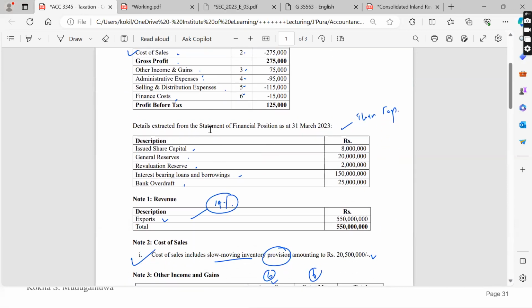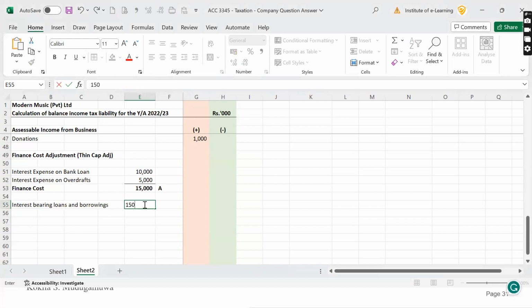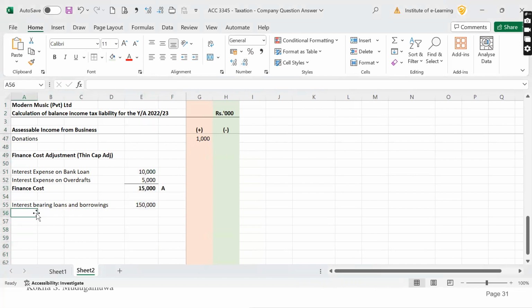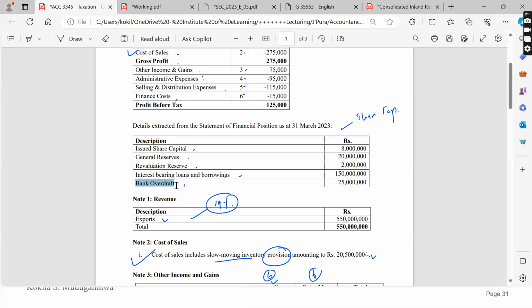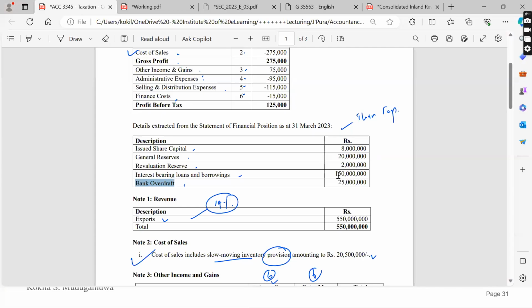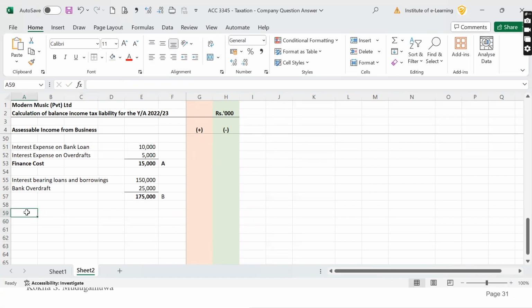In the balance sheet, we have interest bearing borrowings, 150 million. And then the bank OD amount also we have to consider, as it is also borrowing. Loan 25,000. Then the borrowing cost would be how much? 175 million. I would say B.